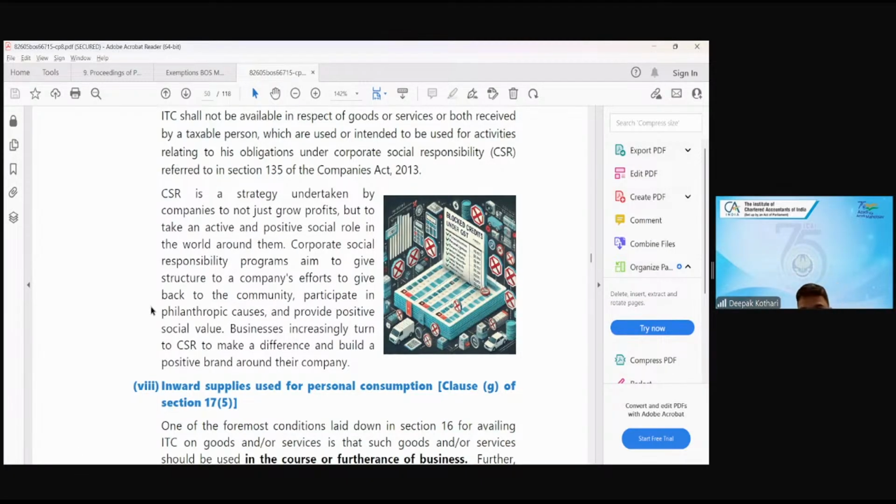So what is the reason CSR is there? But the GST law says that by doing CSR, there is no ITC chain. The ITC chain is not getting continued. So in case of a CSR, there will not be any credit available. You cannot claim the credit for the CSR expenditure. It is also one of the blocked credits.